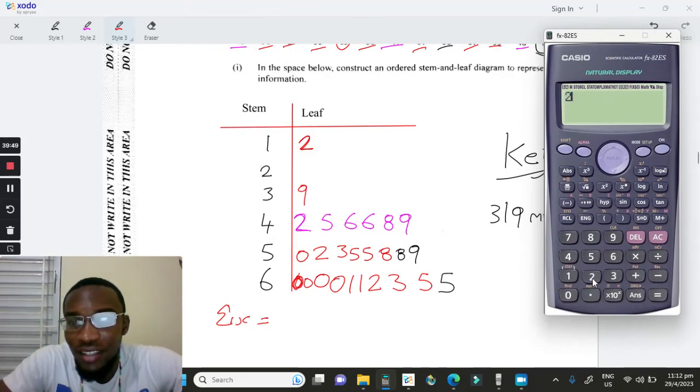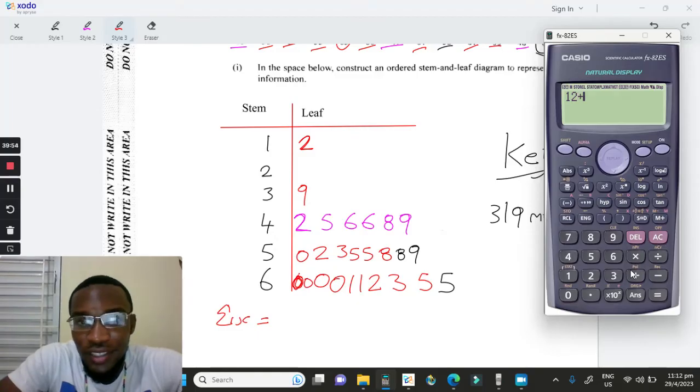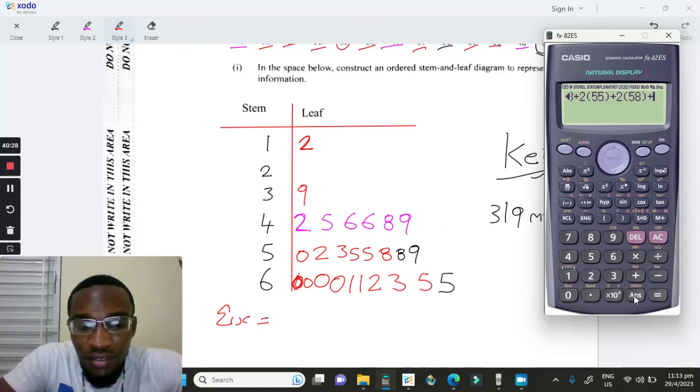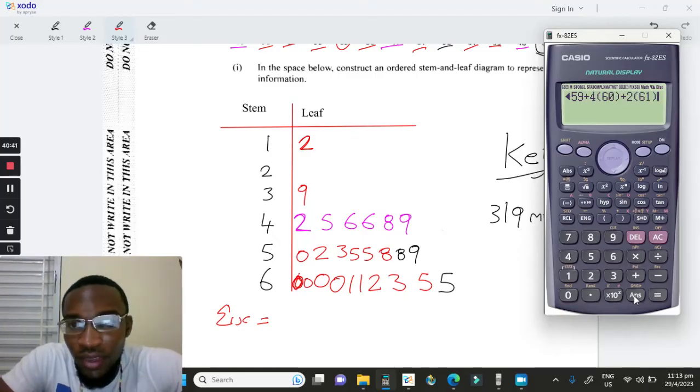Everything. 12 plus 39 plus 42 plus 45 plus 2 times 46, because there were two 46, plus 48 plus 49 plus 50 plus 52 plus 53 plus 2 times 55 plus, we have 58 and it's two of them, so 2 times 58 plus 59 plus, we notice we have 4 60s, so 4 times 60 plus 2 times 61, then we have plus 62 plus 63 plus 2 times 65. Close the bracket. That's the sum.